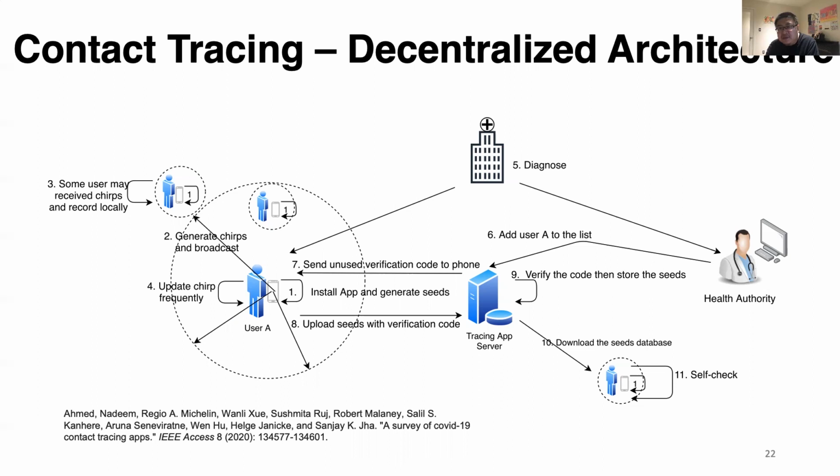Once a user is positively diagnosed with COVID-19, they can volunteer to upload their seeds and relevant time information to a central server. This is in contrast to the centralized architecture, where the complete list of encounter messages needs to be uploaded. And uploading the seeds instead of all used chirps improves the latency and provides improved bandwidth utilization.